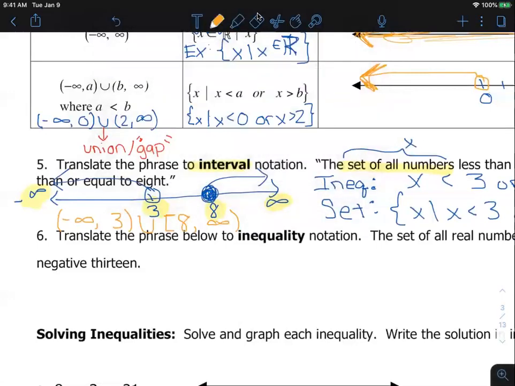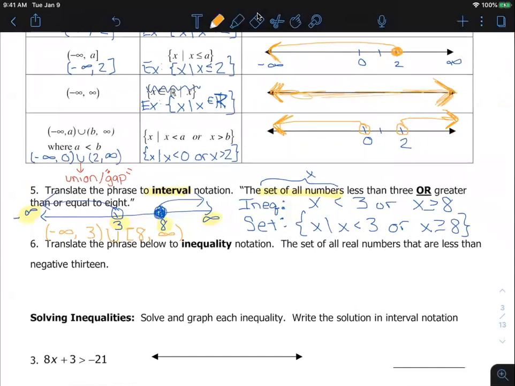Okay, let's try another one. It says translate the phrase below to an inequality notation. So here the final answer should be an inequality notation, okay? We might practice some of the others, but your final answer should be an inequality notation. The set of all numbers that are less than or equal, or no, it doesn't say or equal, that are less than negative 13.